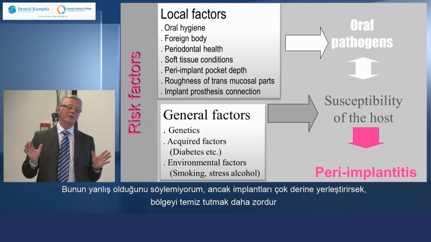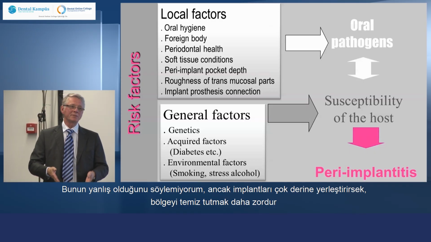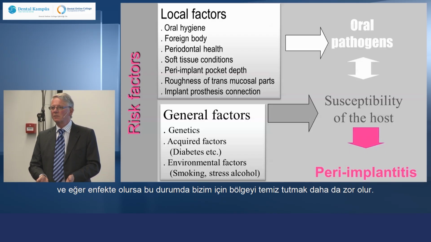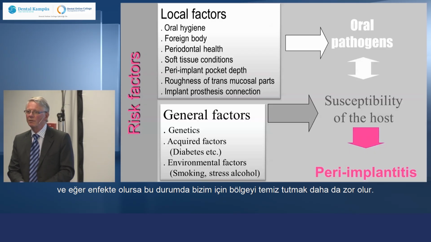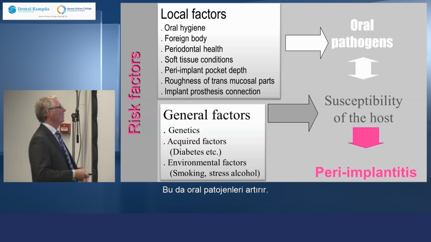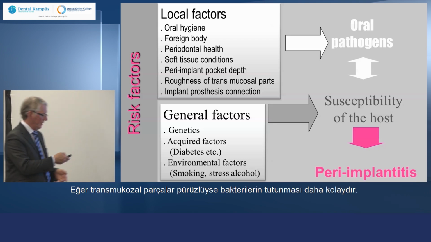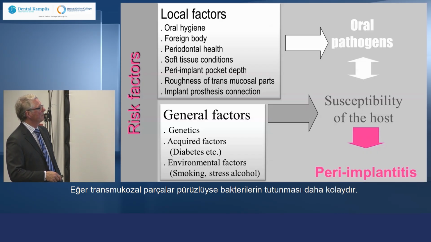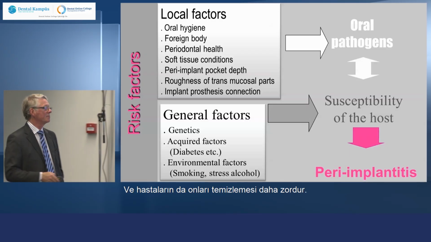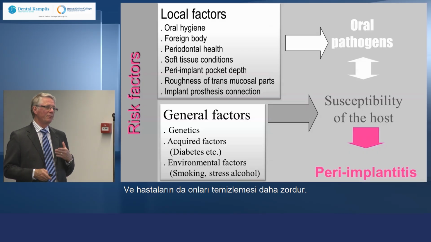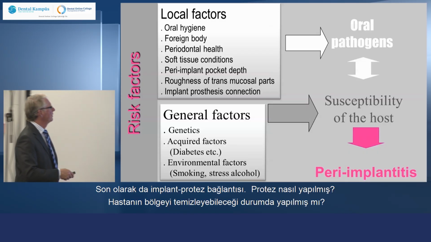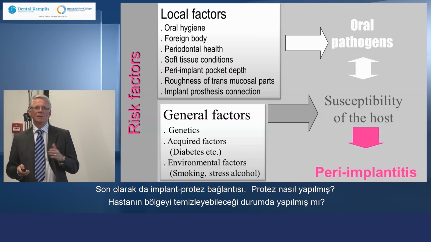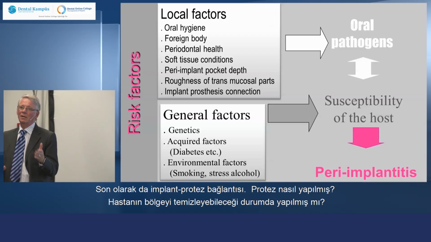I'm not saying that is wrong in any way. I'm just saying that if we place the implants very deep, it is more difficult to keep it clean. And if it gets infected, it's also more difficult for us to keep it clean, which favors the oral pathogens. If the transmucosal part is very rough, it's easier for the bacteria to attach, and it's more difficult for the patient to remove them. And then finally the implant prosthesis connection. How is the prosthesis done? Is it really done in a way that the patient can clean the area?